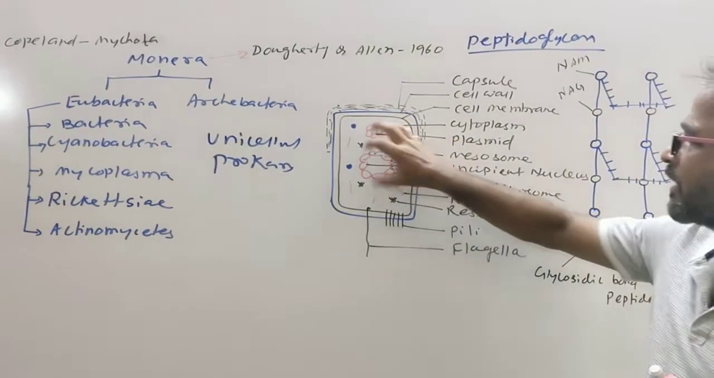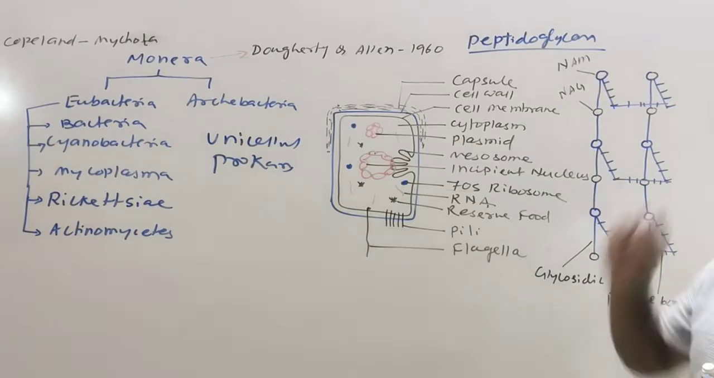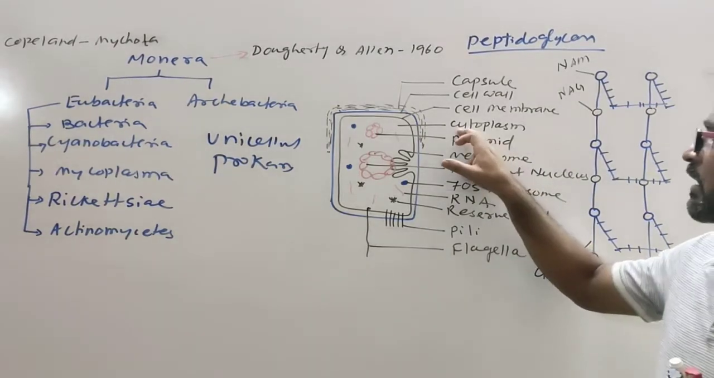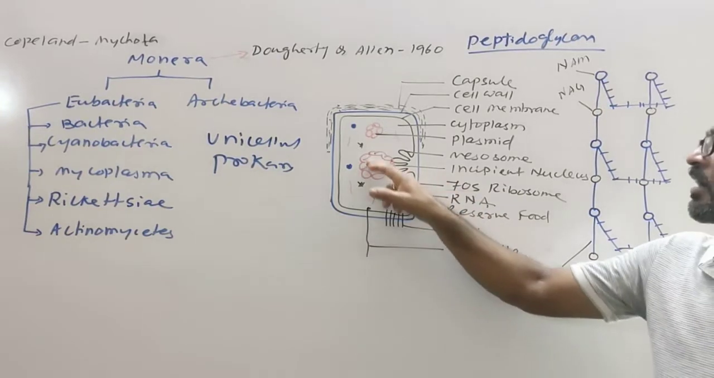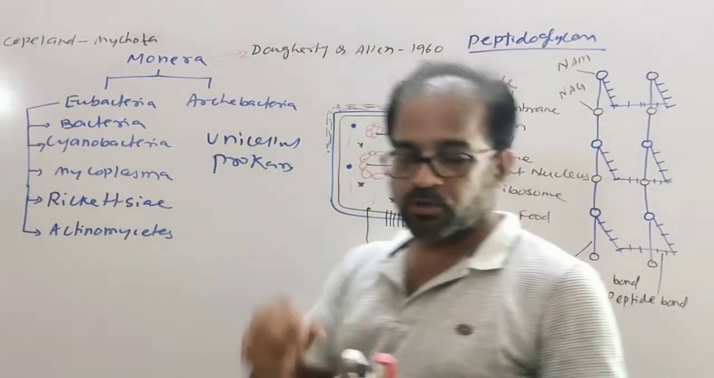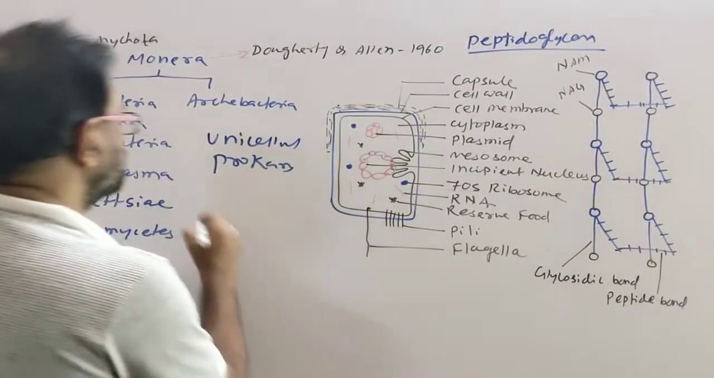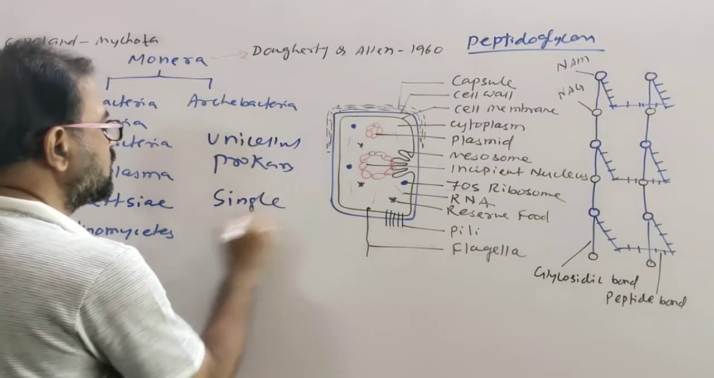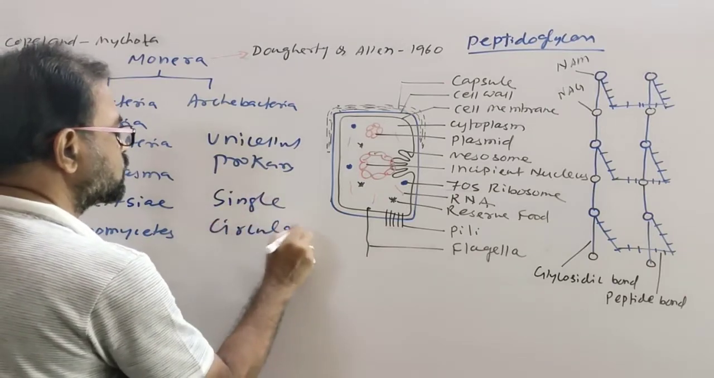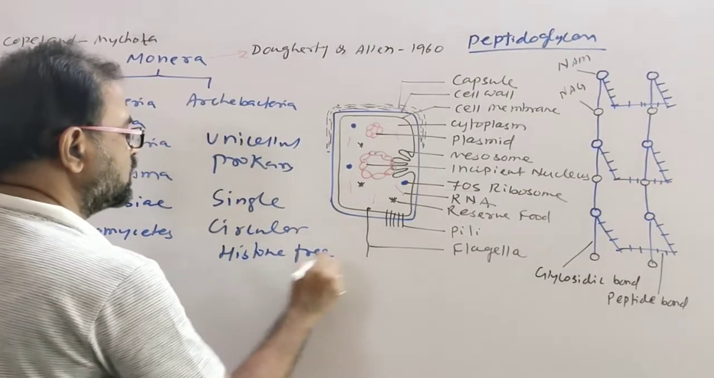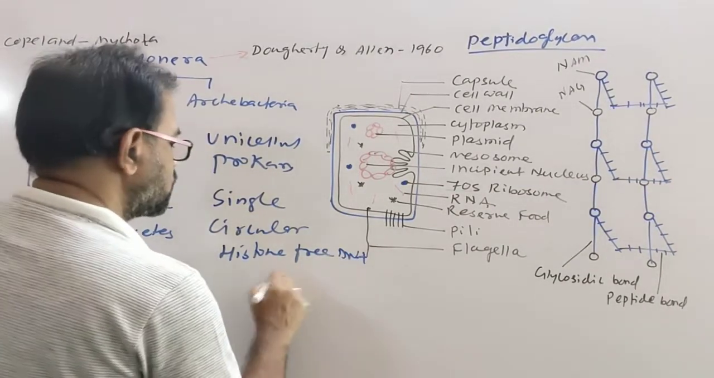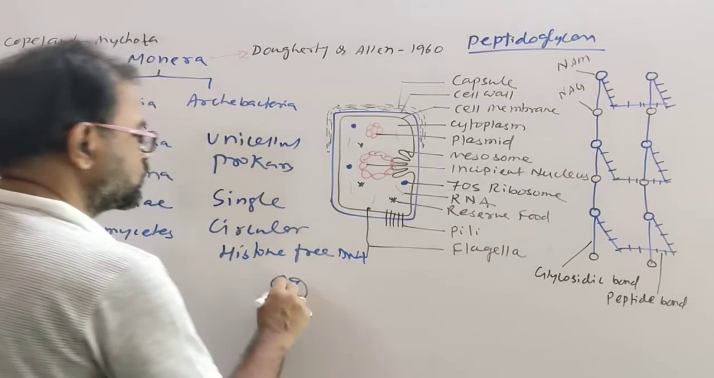The cell membrane encloses the fluid called the cytoplasm. The genetic material of the bacteria is a single circular histone-free DNA.